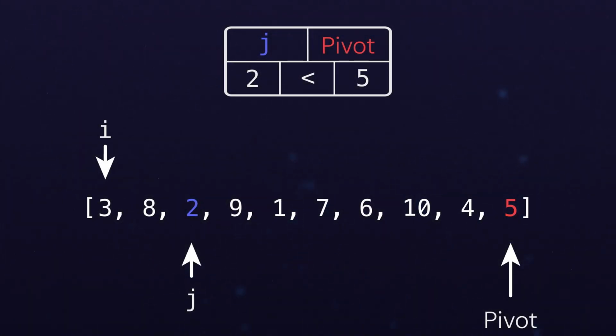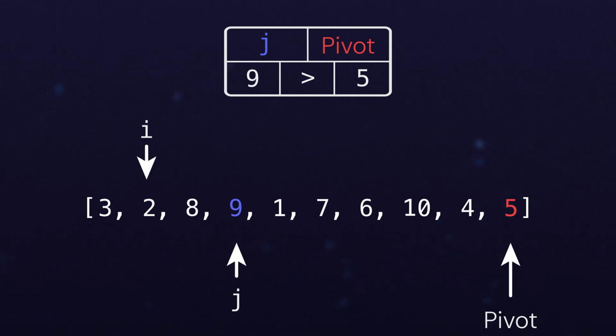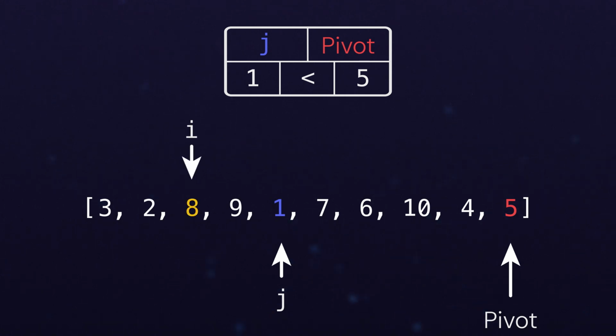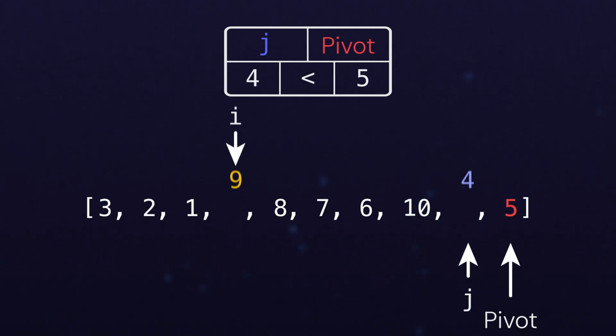So now we'll compare j to the pivot again, in this case 2 and 5. And again, because j is less than the pivot, we increment i, and then we swap i and j. Next, we compare 9 and 5. Now, this time, j is greater than the pivot, so no swaps. We move j forward, but we do not move i forward. 1 is less than 5, so we move i up, and we swap i and j. 7 is greater than 5, so no swaps here. 6 is also greater than 5, again, no swaps. 10 is greater than 5, no swapping. 4 is less than 5, one last swap.